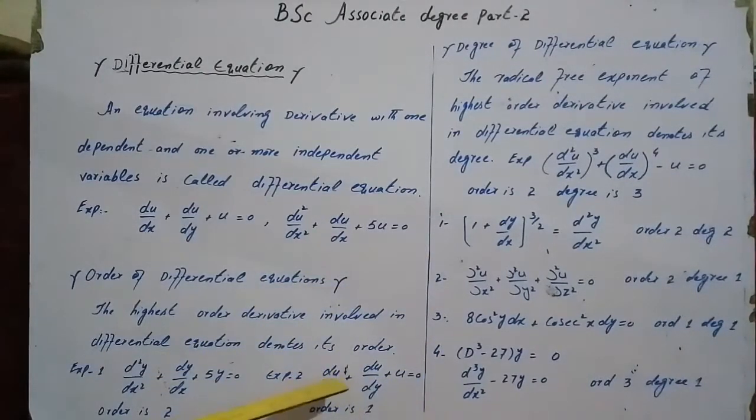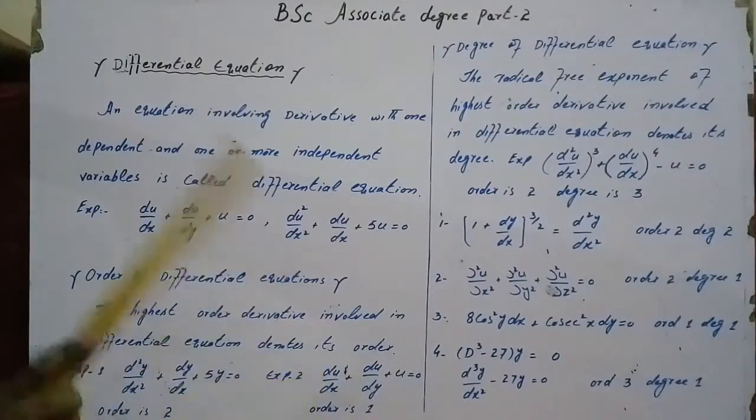Here u is dependent and x is independent. And there are two independent variables x and y, so it is partial differential equation, and the order is the highest order of derivative. Here first order derivative is involved, and here also first order derivative is involved, so the order of this differential equation is 1.